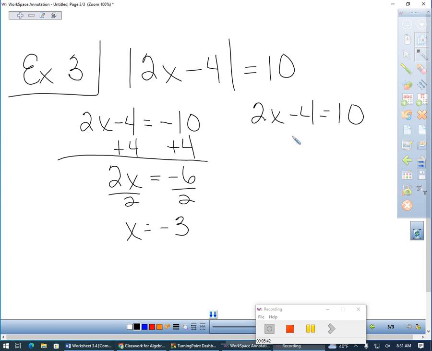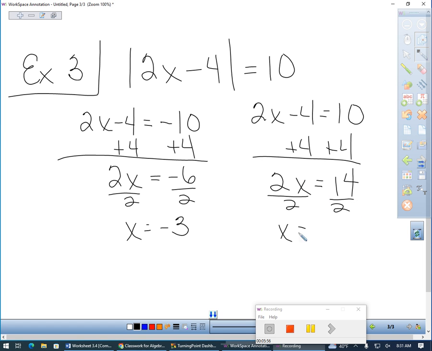Second one, add 4 to both sides. I get 2x is equal to 14. Divide both sides by 2, and x equals 7. So again, anytime there's an absolute value, you're going to have two answers. Okay?